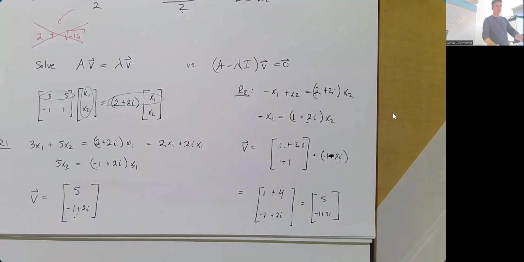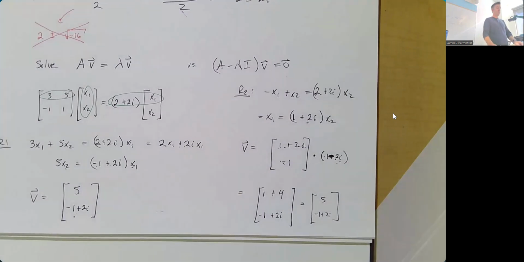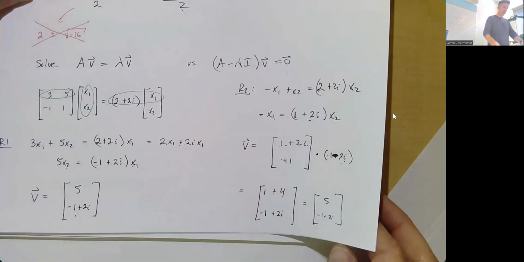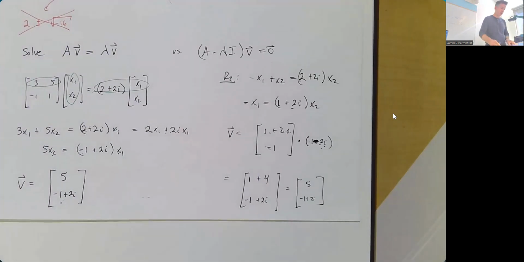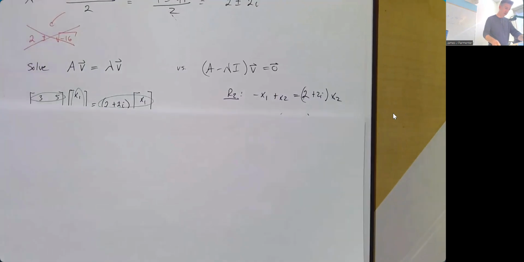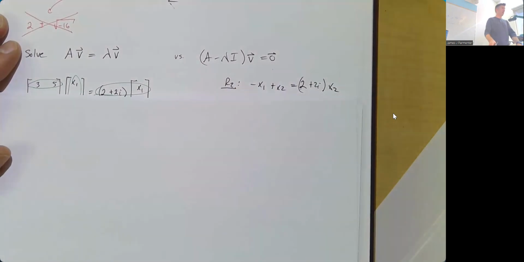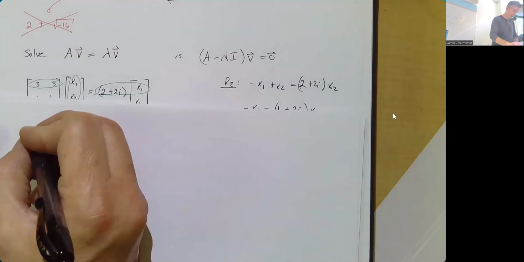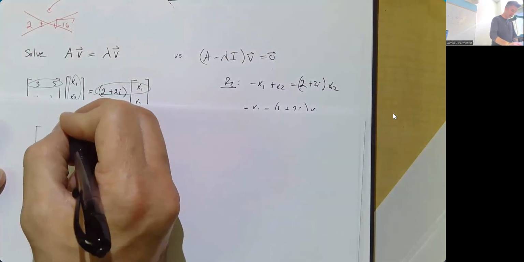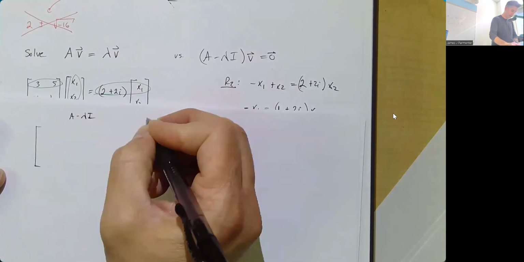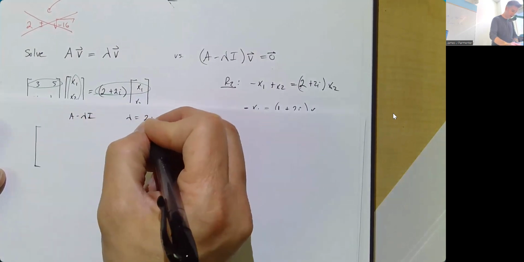We might as well talk about it. So you could have done it this way, or if you don't like this, you can do it the other way. You can say, James, I really don't like it when you do it that way. I would much rather you said, we're going to solve A minus lambda I times v equal to 0. And be like, okay, well, A minus lambda I, and lambda is still 2 plus 2i.